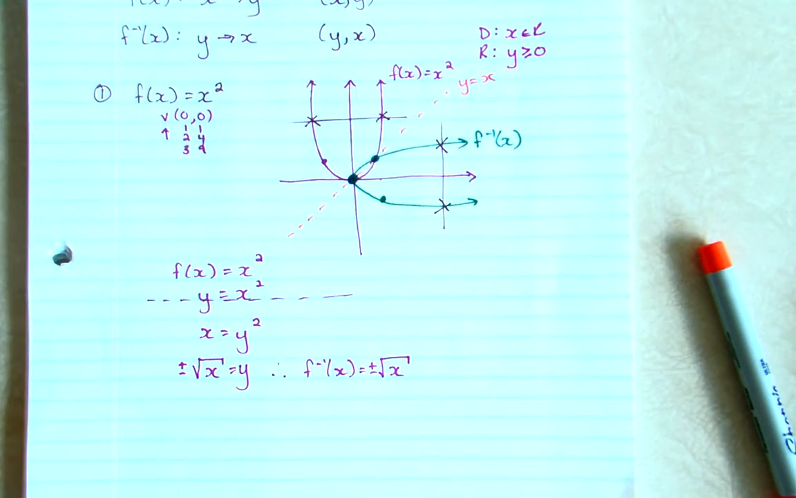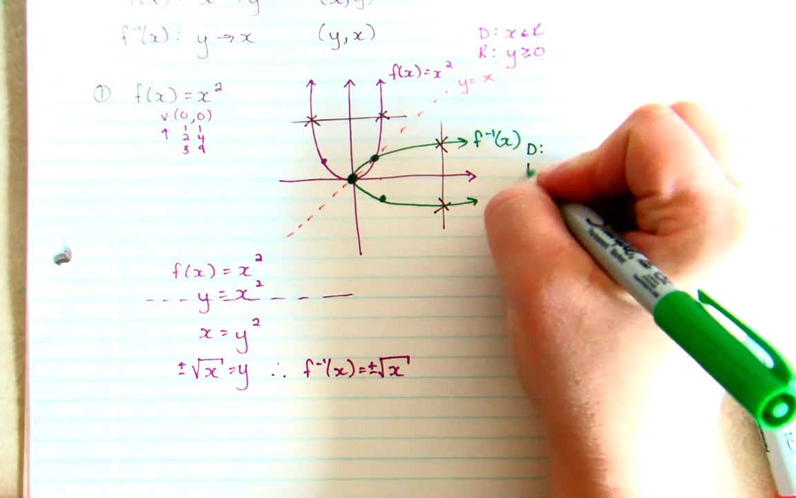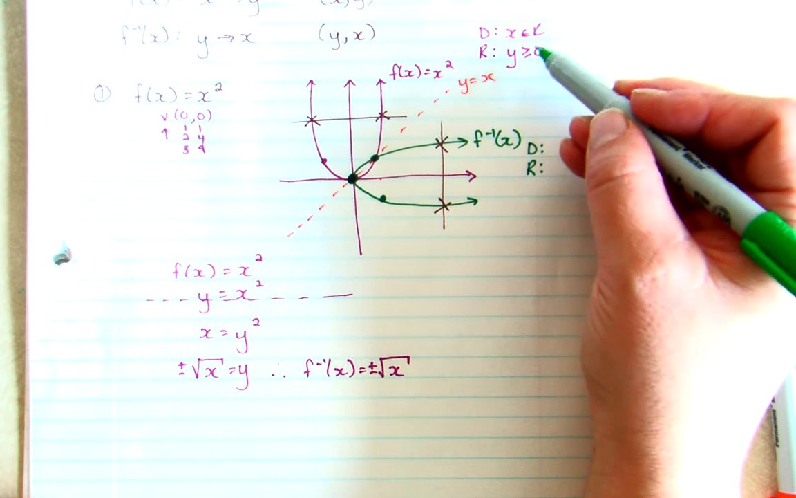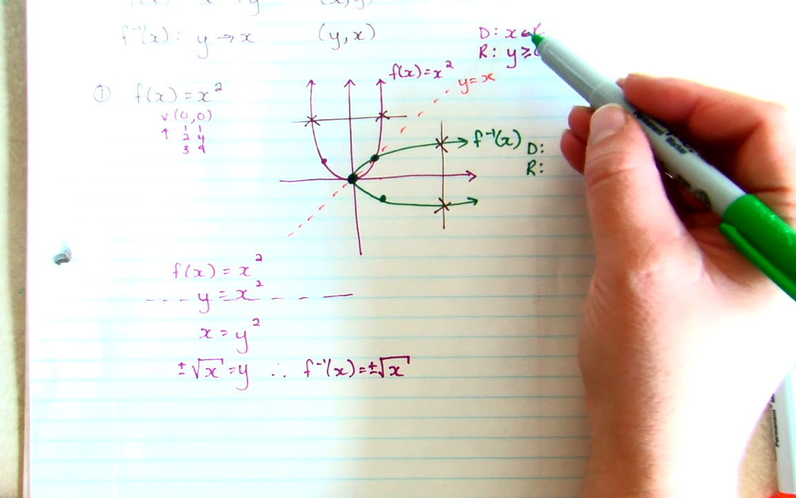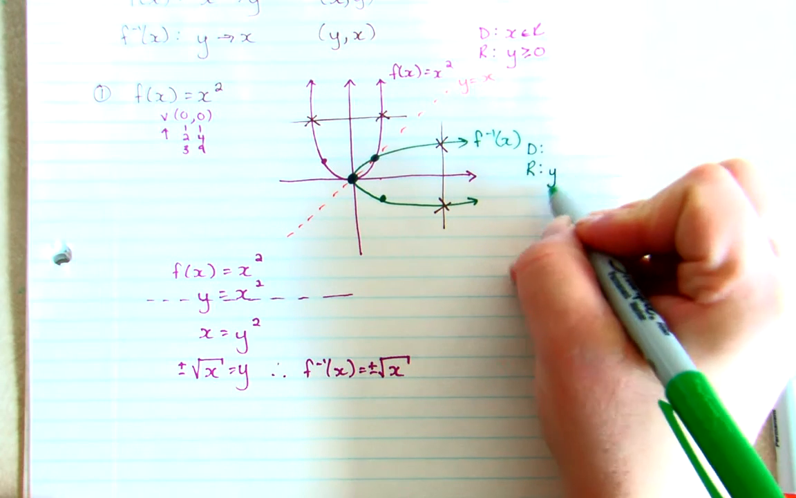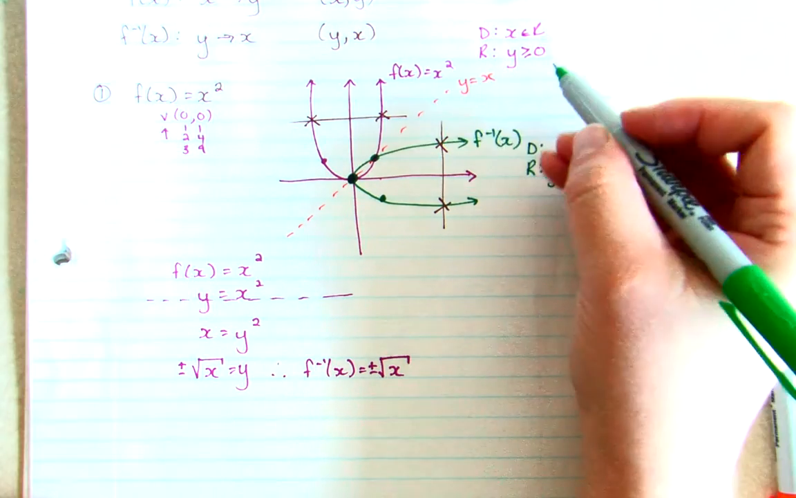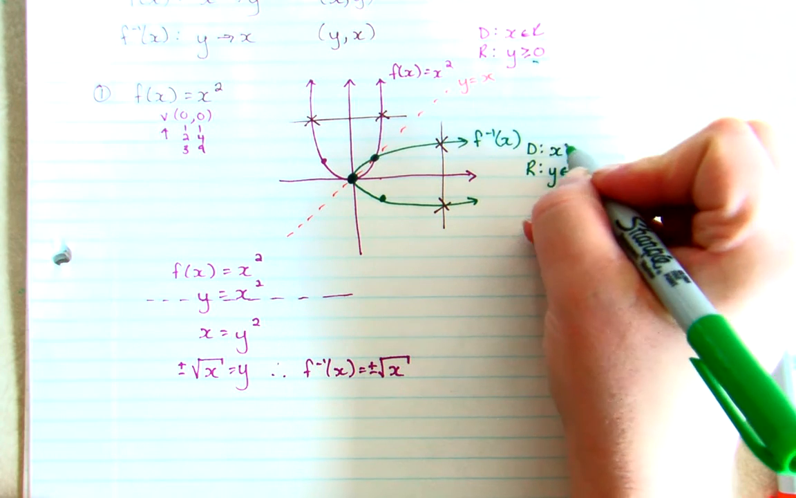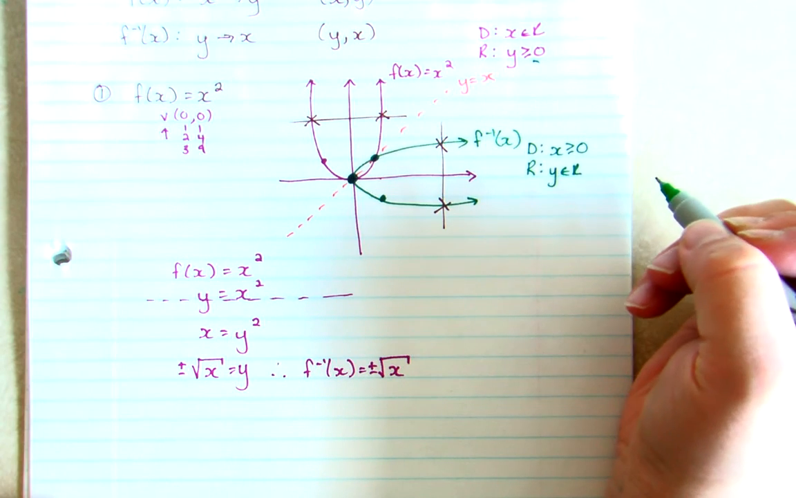I could get the domain and range of the inverse by looking at it, or because we are switching x and y, I can switch my domain and range. So because my domain was x ∈ ℝ, my new range is going to be y ∈ ℝ. Because my range was y greater than or equal to 0, that's going to switch and make my domain x greater than or equal to 0.